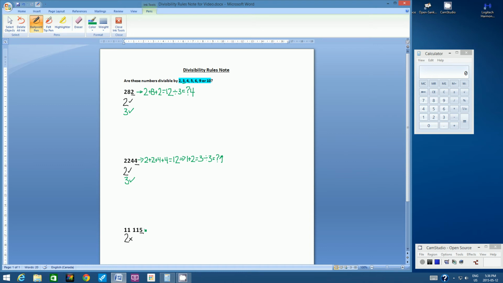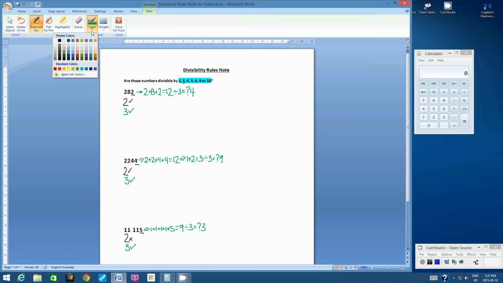All right, let's go to the next number, 11,115. We add up all the numbers, 1 plus 1 plus 1 plus 1 plus 5. 1 plus 1 is 2, 2 plus 1 is 3, 3 plus 1 is 4, 4 plus 5 is 9. Is 9 divisible by 3? Do we get a whole number? Yes, we do. So this number is divisible by 3. Does that make sense? Do you have a rule written down for the divisibility rule of 3?